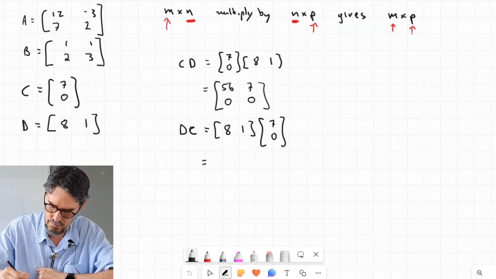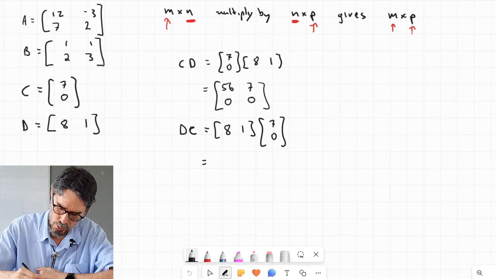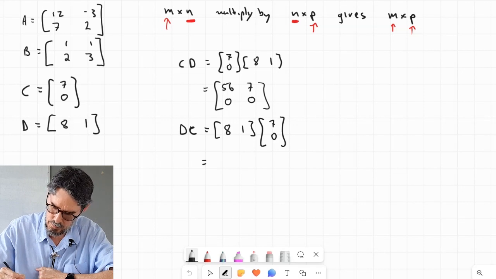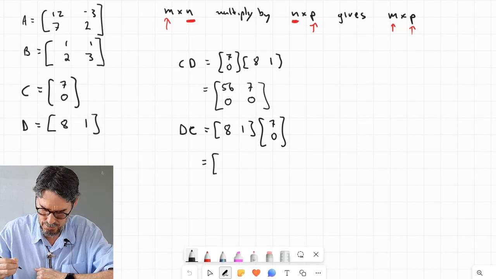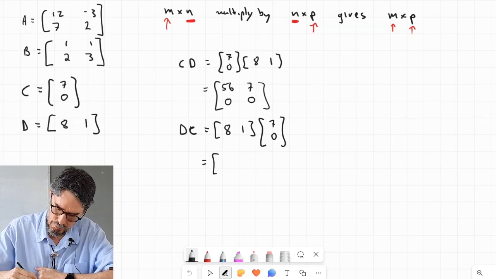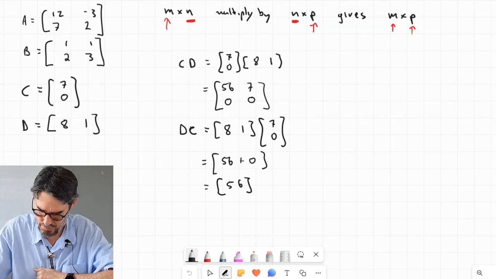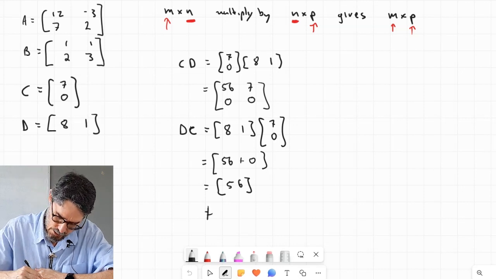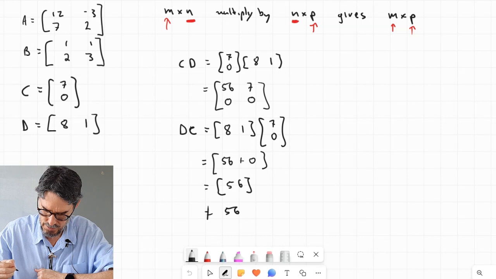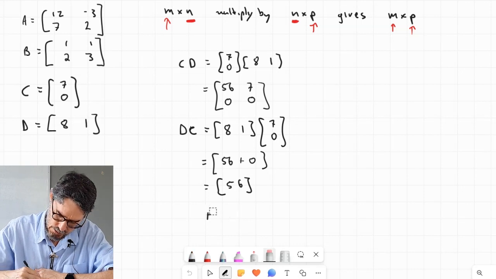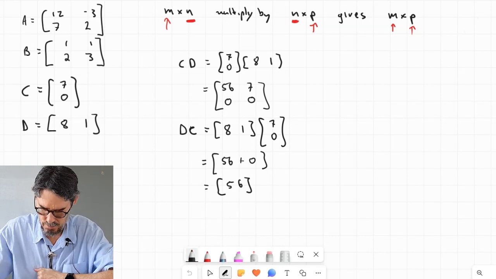So this matches. My result is going to have the number of rows in D and the number of columns in C, which is 1 by 1. It's going to be a matrix with a single element. It's going to be 7 times 8 is 56 plus 1 times 0. So it's going to be a matrix with just a single scalar in it, 56. Notice it's not the same as writing the number 56. It's a matrix that contains a single element, which is 56.